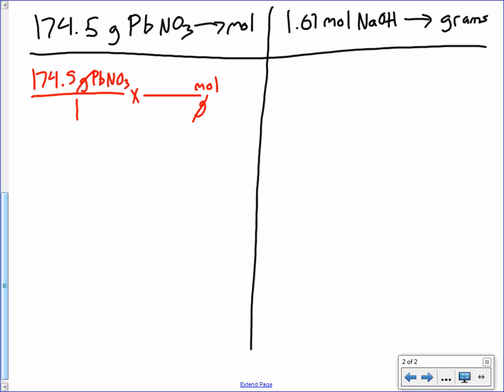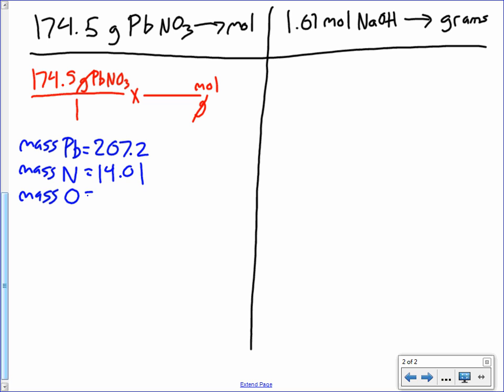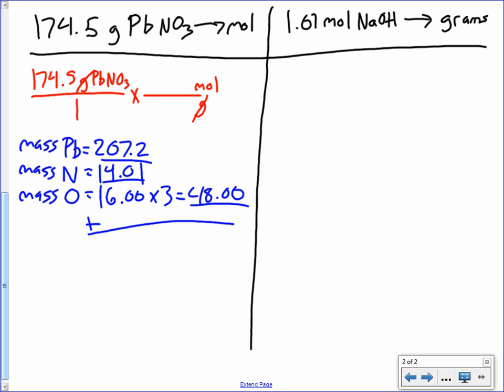Now we just need to find our molar mass of lead nitrate. So let's do that right here. We have the mass of Pb, which is 207.2. Mass of nitrogen, which there is one of, 14.01. Mass of oxygen, 16, and there are 3 of them, so we end up with 48. Add all of these numbers together.